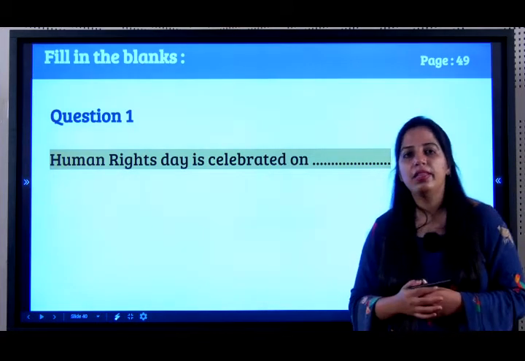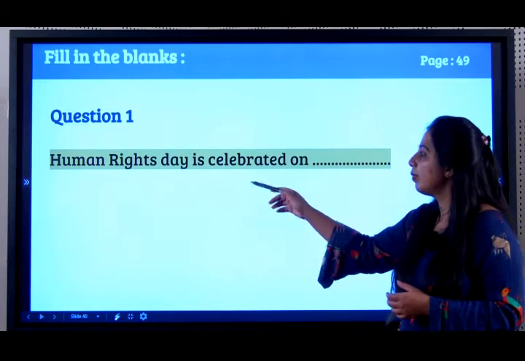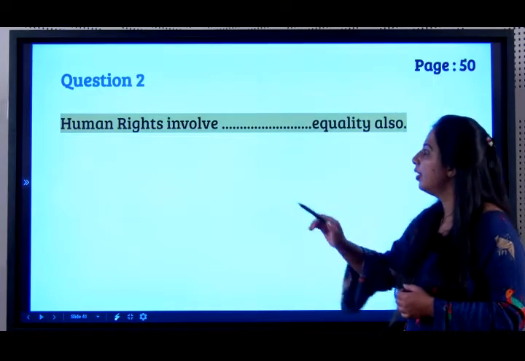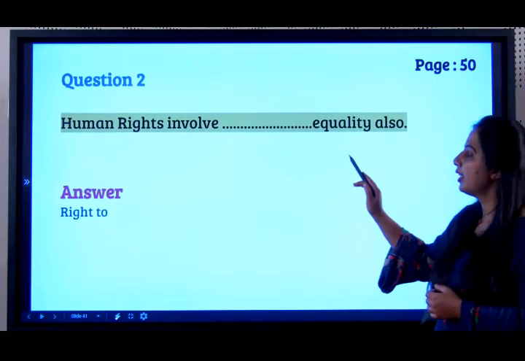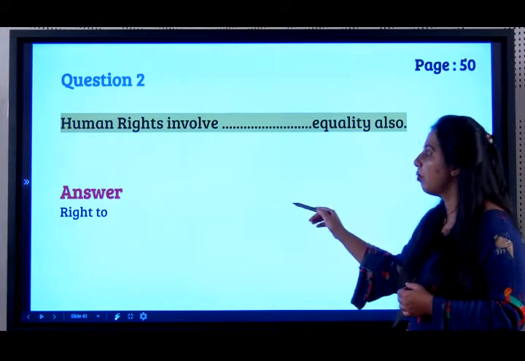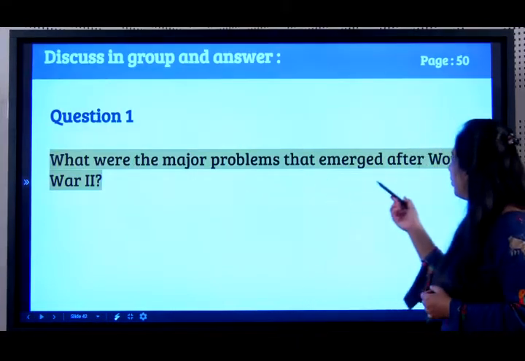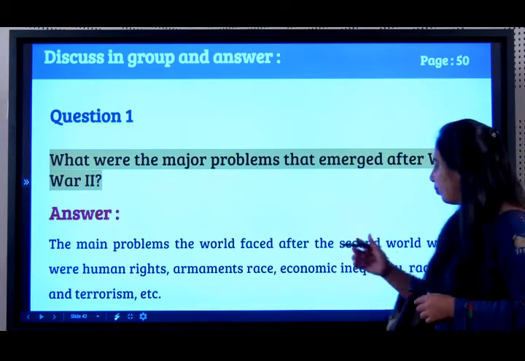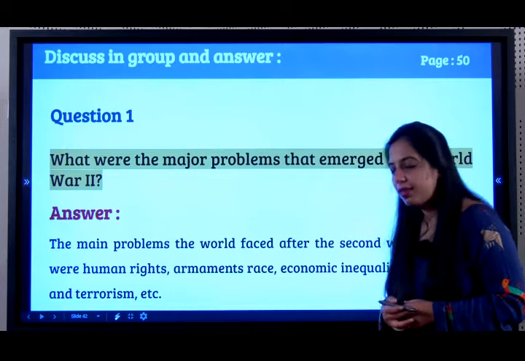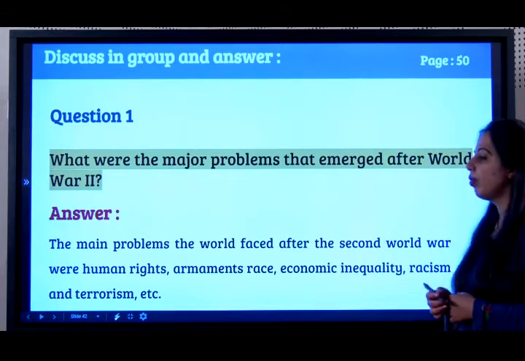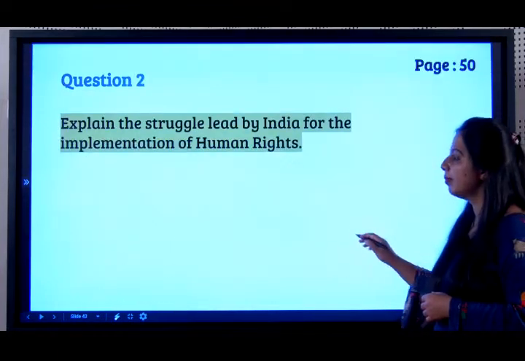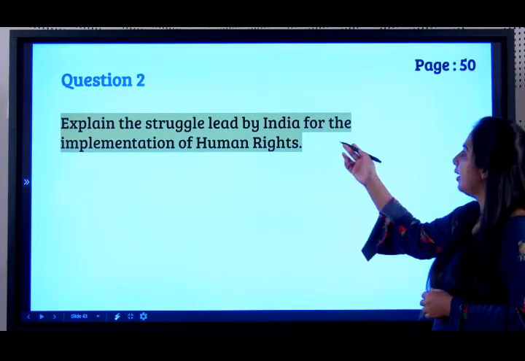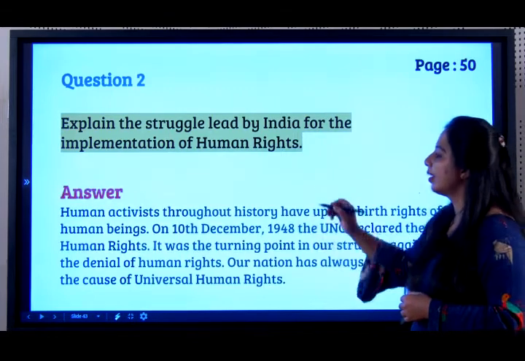Now let's begin with the backside question answers. Question 1. When is the Human Rights Day celebrated? It's celebrated on 10th of December. Human rights involve the right to equality. What were the major problems that emerged after World War II? The main problems the world faced after World War II were human rights, arms race, economic inequality, racism, terrorism, etc. Explain the struggle led by India for the implementation of human rights.